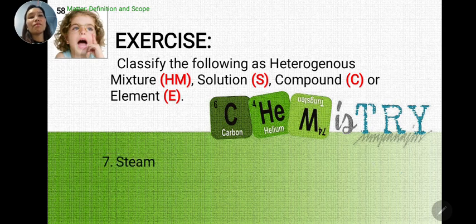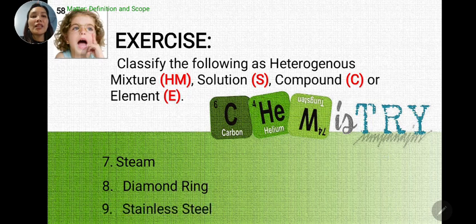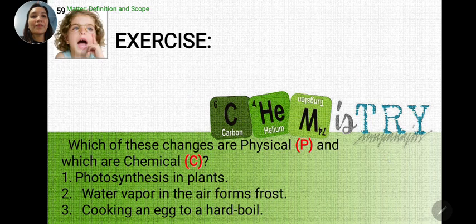So steam, diamond ring, stainless steel. So these are the answers. Photosynthesis shows chemical property kasi nagbe-breakdown yung ginagamit ng plants, yung carbon dioxide na kinukuha nila sa air, tapos yung chlorophyll na nasa leaves nila para makagawa sila ng food. So that is chemical change.